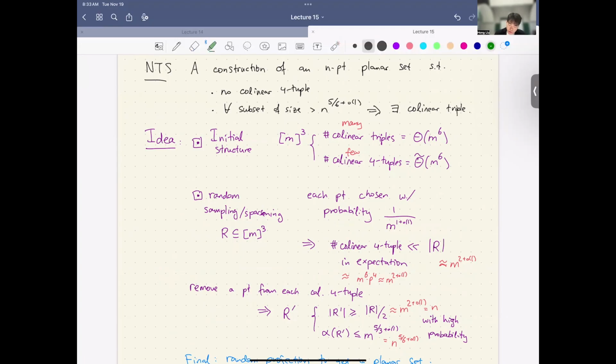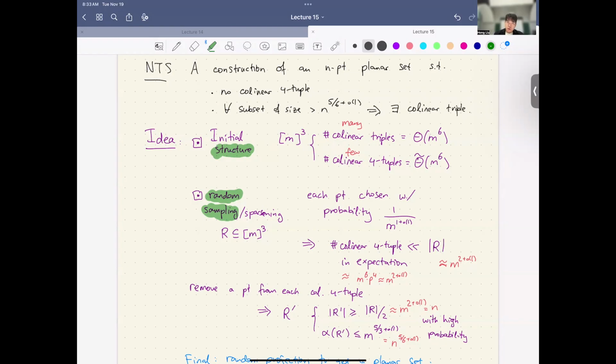So let me highlight this. It's a mixture of some structure and then you do some random sampling. This is a thing that we will see later today on this Ramsey construction for K4 versus a clique. We start with something structural and then we do some random sampling.